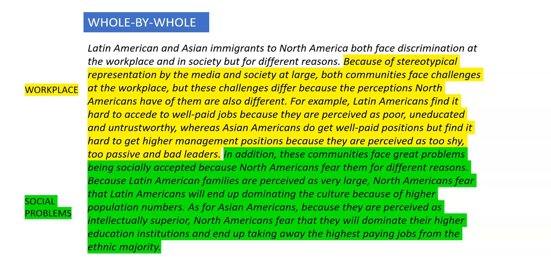So as you can see, I have put all of my arguments having to do with the workplace in one big section. So now I'm going to talk about the social problems.